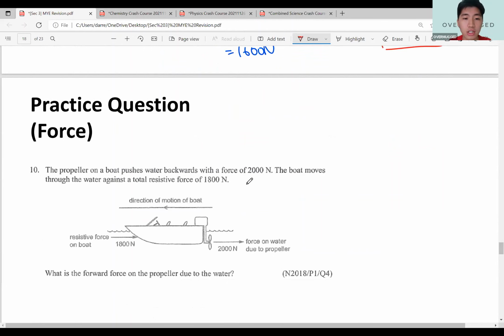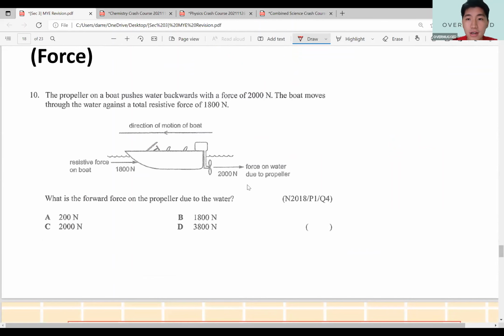And finally, for question 10, if you see a phrasing that goes like that, force on water due to propeller, force on propeller due to water, this is what we call an action-reaction pair. Water exerts a force on propeller. Propeller exerts a force on water. This is Newton's what law? This is Newton's third law, correct?